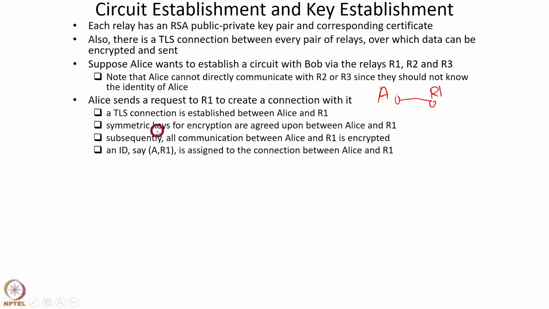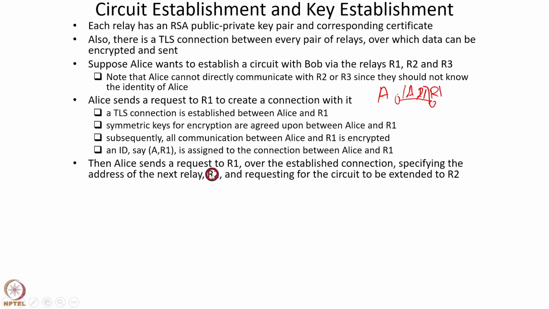Now an ID, say A, R1, is assigned to the connection between Alice and R1. So this connection is assigned an ID. Let's call it A, R1. So A, R1 is the identity of this connection. Then in the next step, Alice sends a request to R1 over this established connection, specifying the address of the next relay, which is R2, and requesting for the circuit to be extended to R2.